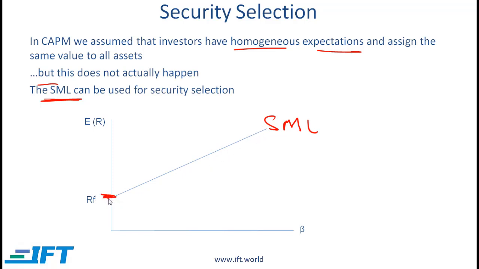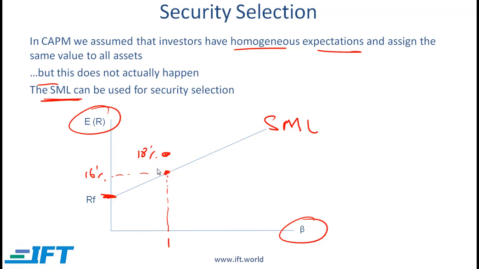The risk-free rate comes right here. We have beta on the x-axis and the expected return on the y-axis. Let's say you identify a security with a beta equal to 1. Let's say that the market return is 16%, but this particular security that you have identified has a return of 18%. In other words, it is plotting above the SML.